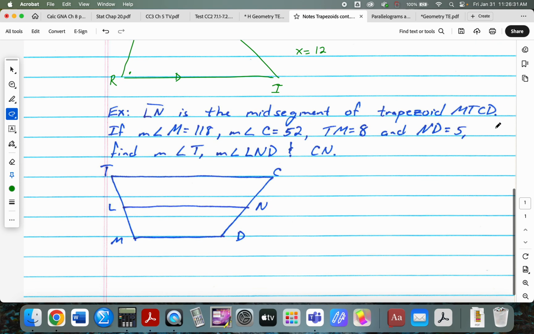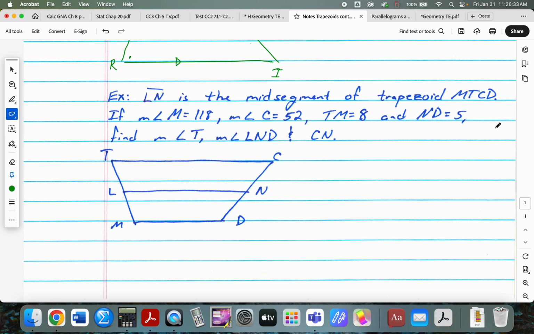Well, let's do this last one where they thankfully gave us a diagram. It says LN is the mid-segment of trapezoid MTCD. So let's back up and see if you remember. What is the definition of a mid-segment of a trapezoid? It's in between. It's the average. Right, but that's not the definition. That's a fact that's true about it, but the definition: what has to be true in order for it to be a mid-segment? Does it bisect the legs? Yeah, it connects the midpoints of the legs.